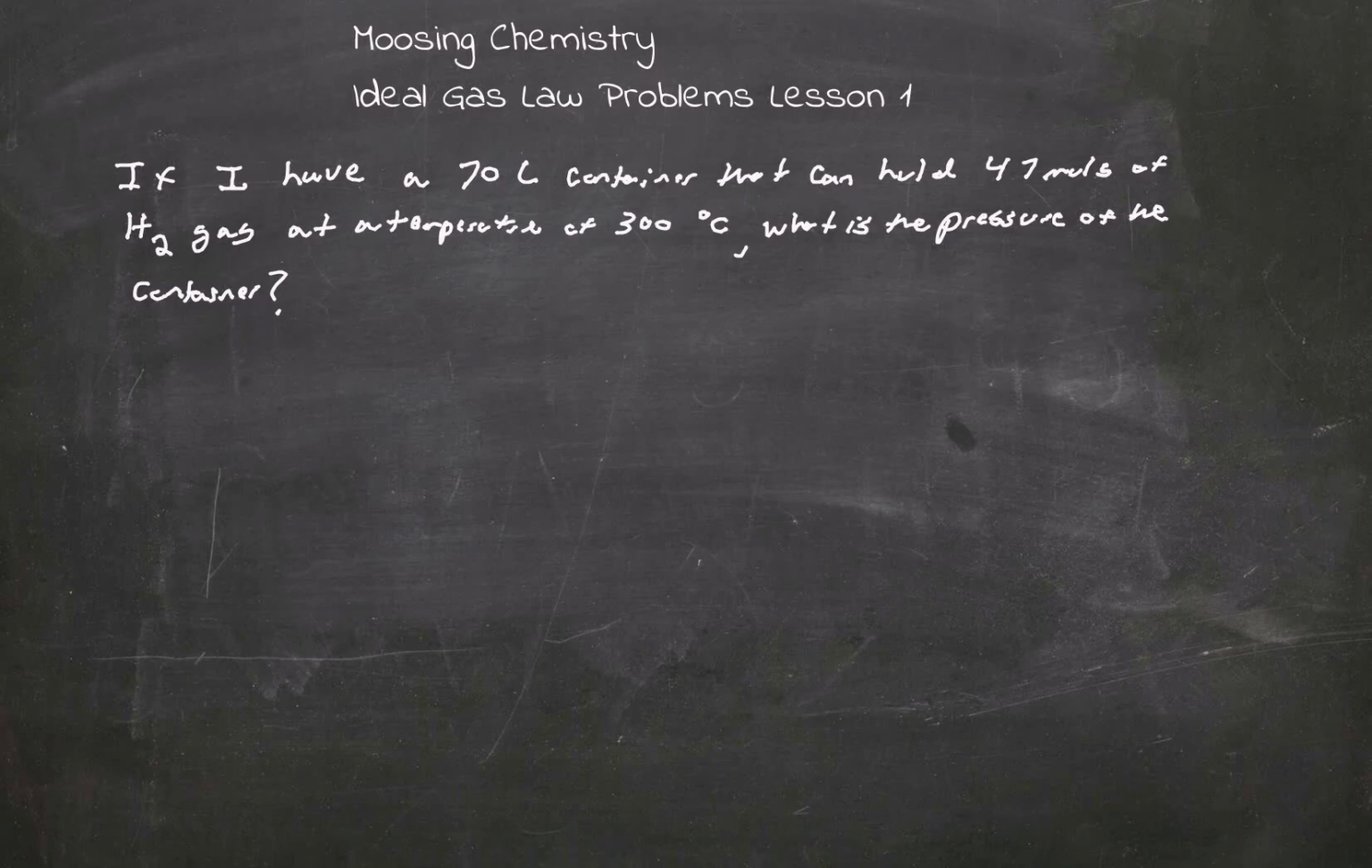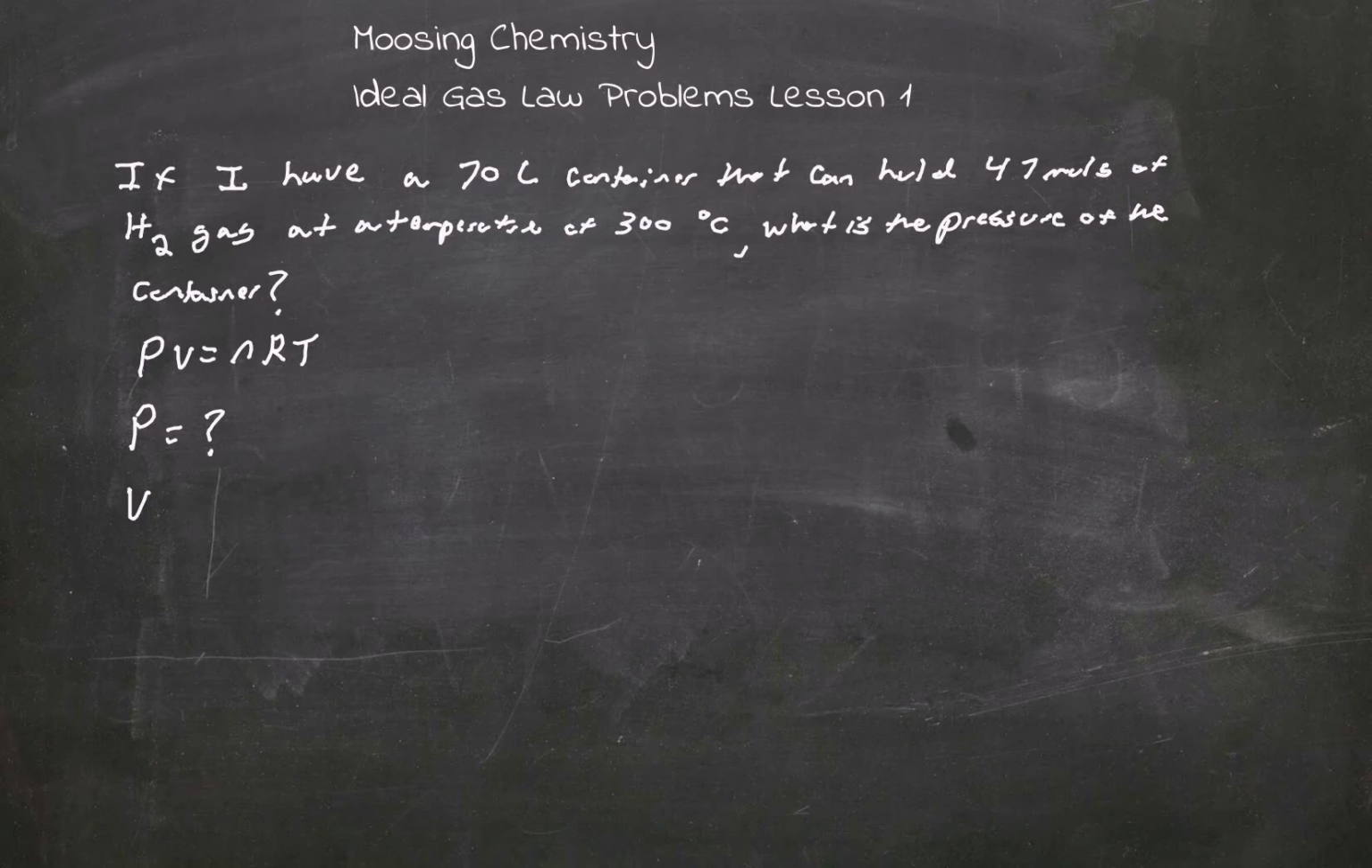Okay, so we're back with our second problem. If I have a 70-liter container that can hold 47 moles of hydrogen gas at a temperature of 300 degrees Celsius, what is the pressure of the container? Okay, so first of all, we write PV equals nRT. So let's write down what we know. We're looking for pressure already, so we know we're looking for that.